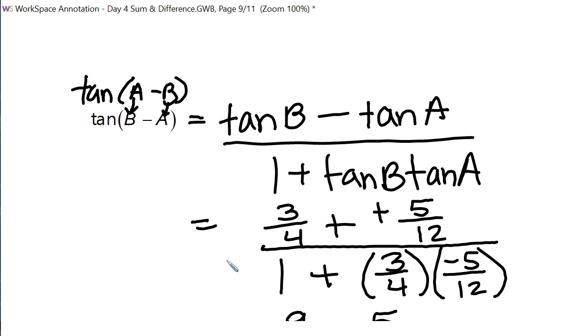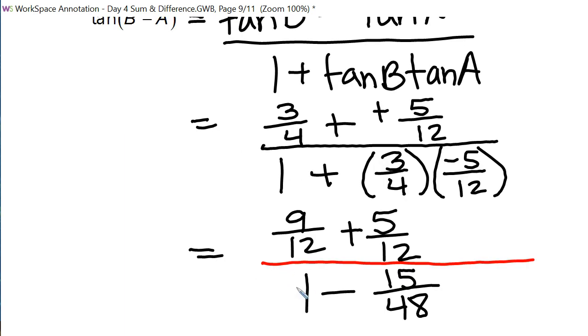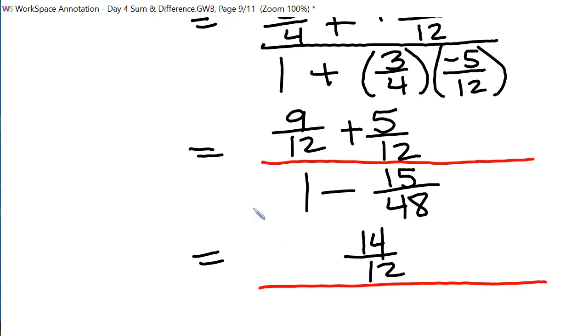And this would be 1 plus, or actually instead of plus, this will be a minus 15 over 48. Go ahead and simplify that numerator, so 9/12 plus 5/12 gives us 14/12. Leave it improper. And down here, I'm going to make this 1/1, and what would the common denominator be? 48, so I'll make this 48 out of 48 instead of 1. And when you subtract 15 out of 48.